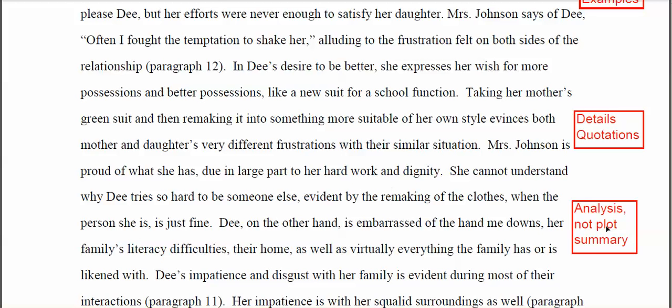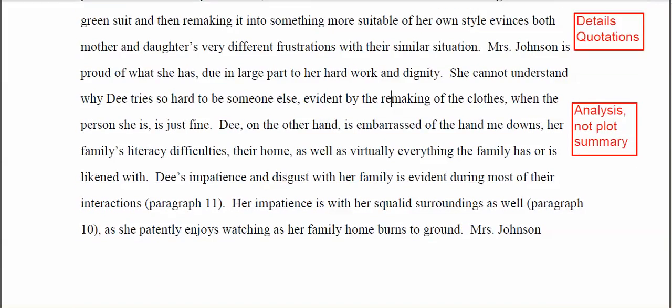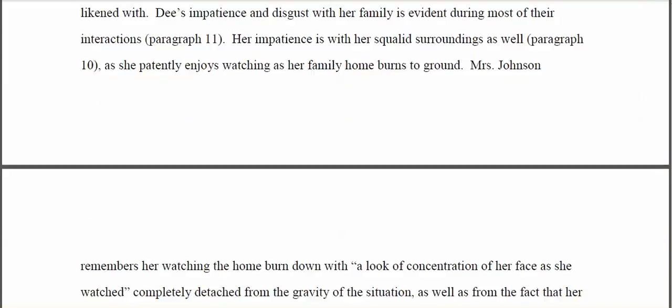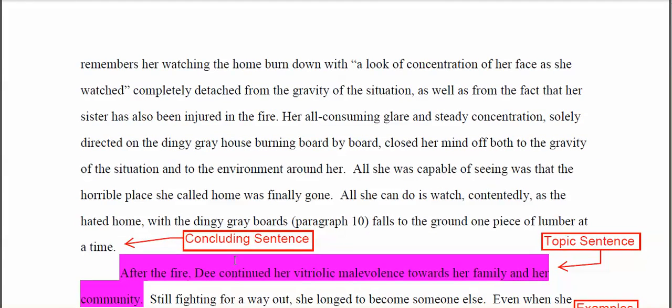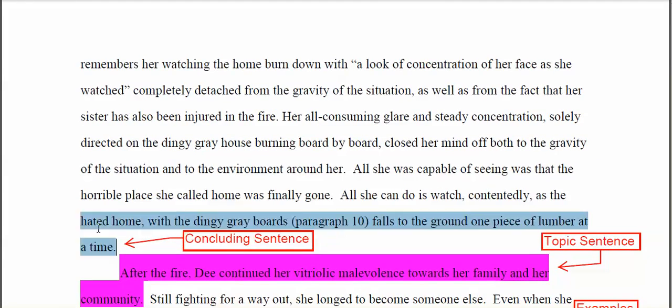So if I wrote plot summary on your essay 1, it's because instead of analyzing the story, you just told me what happened in the story. So that's the difference. After you spend a great deal of time on your topic, then you can give me a concluding sentence at the end to summarize topic 1.